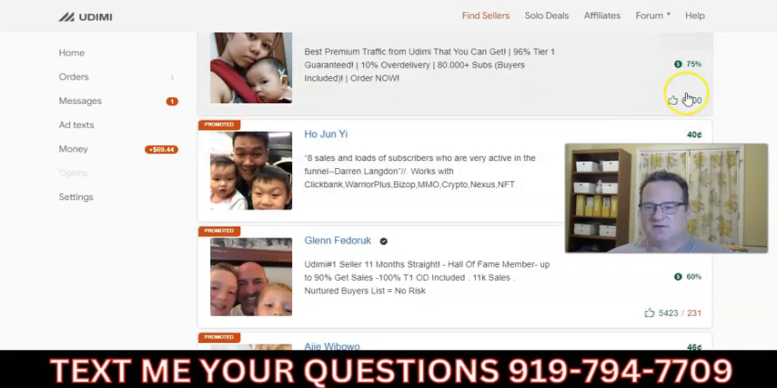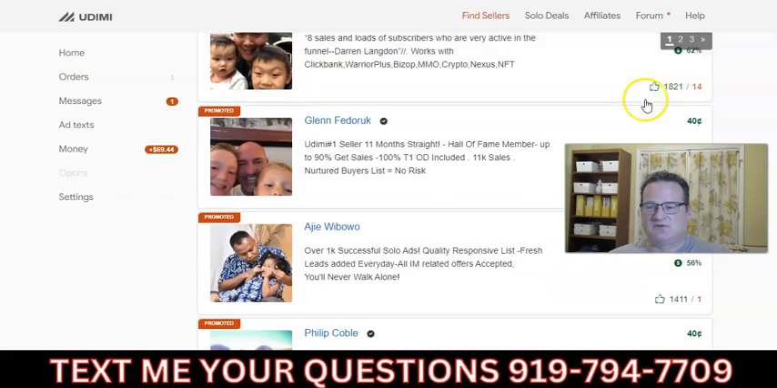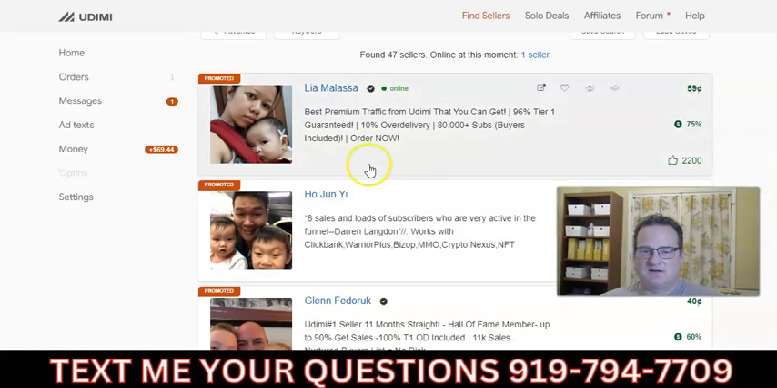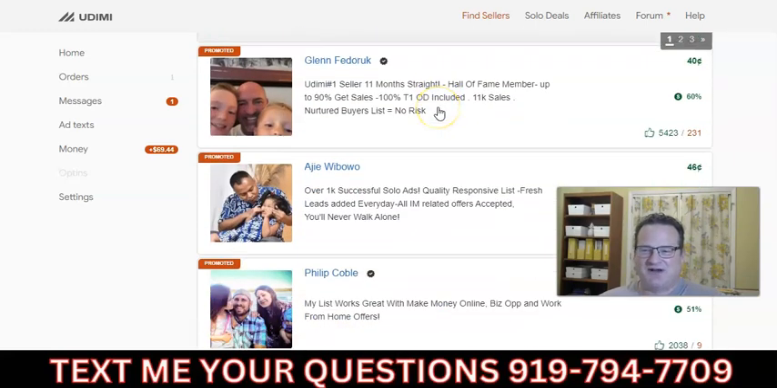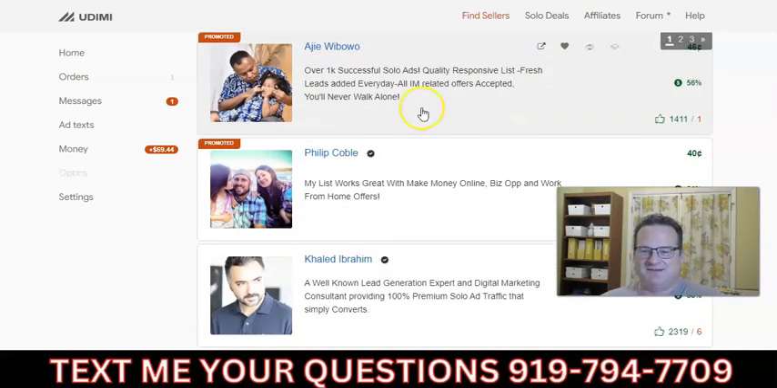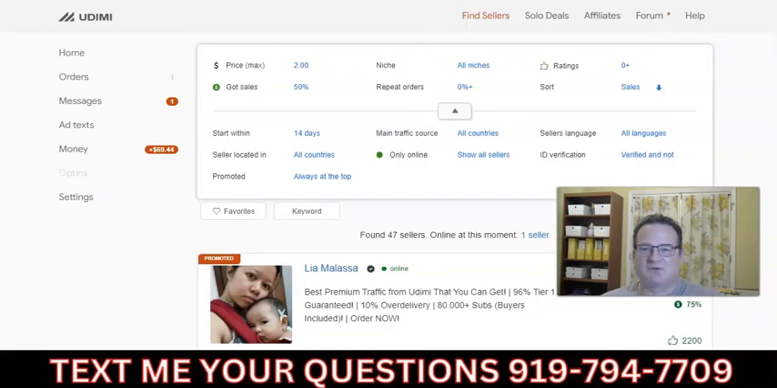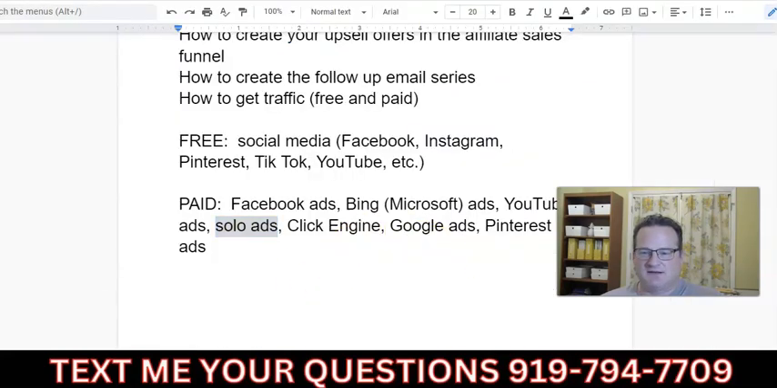And you can see their reviews. You can go through and click their reviews. So, this person, the green are their positive reviews, and the red are their negative reviews. And you can see this seller, now this is promoted, so this is an ad, but you can see over 2,200 reviews, no negative reviews, 75% of them got sales. So, this can be a very good traffic source also if you have money. Again, this is a paid traffic source, but it can work very, very well, especially for the make money online niche.